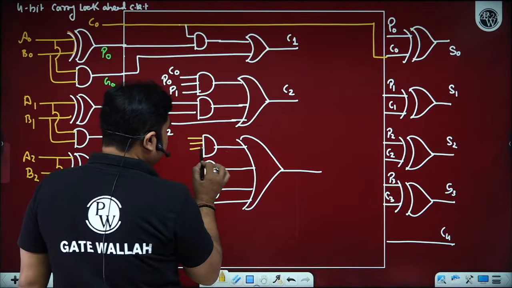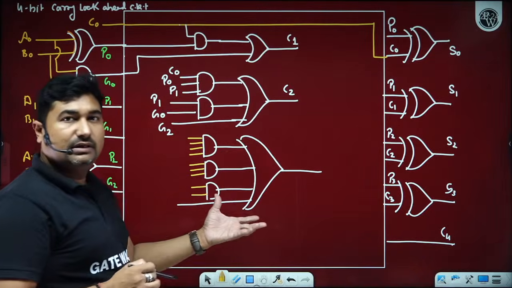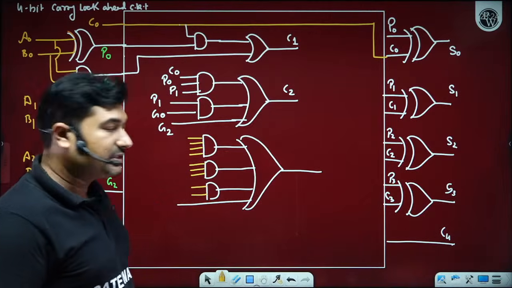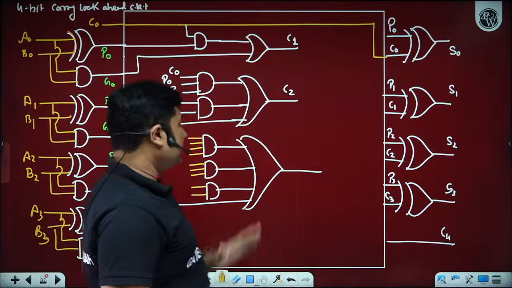But theoretically, we say any number of inputs are possible. Then we have only two levels. One is an AND gate level, and another one is an OR gate level, to have all the carries after having propagating and generating terms.